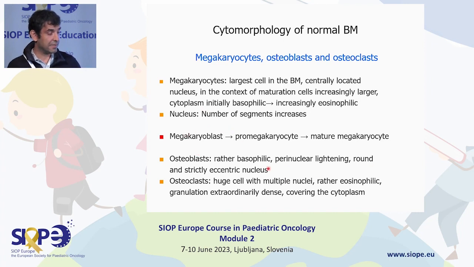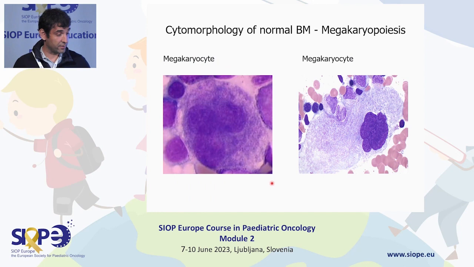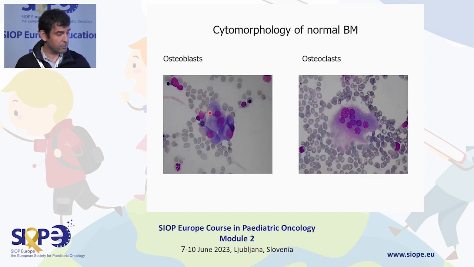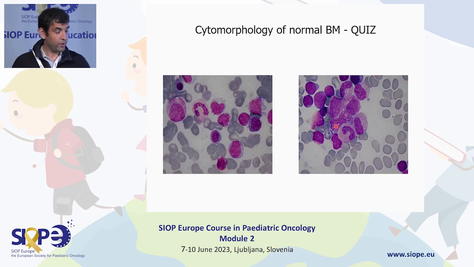The nomenclature is clear. Sometimes when you do a good bone marrow aspiration, you can also see osteoblasts and osteoclasts, which are described here, how they can be differentiated from each other. Here you can see the biggest cell in the bone marrow, namely the megakaryocytes. Here you can see the osteoblasts with this blue cytoplasm and this perinuclear lightening and the eccentric nucleus. And here you can see the osteoclasts with these multiple nuclei. Okay, now it's up to you to tell me what these cells are.